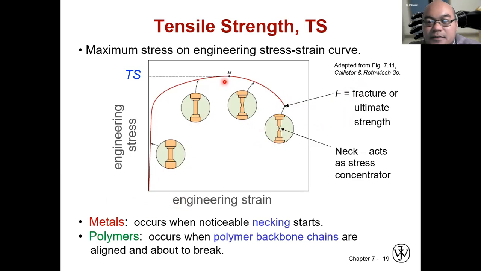So in metals, this tensile strength is where noticeable necking starts. Necking here is when the middle cross-sectional area of the specimen starts to decrease compared to the other parts of the specimen. In polymers, it occurs when polymer backbone chains are aligned and just about to break at the tensile strength.